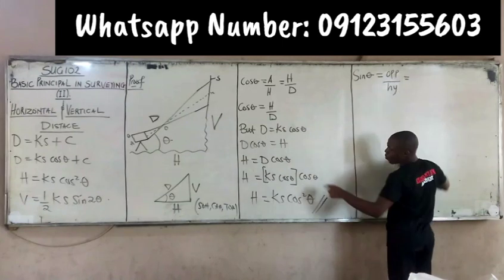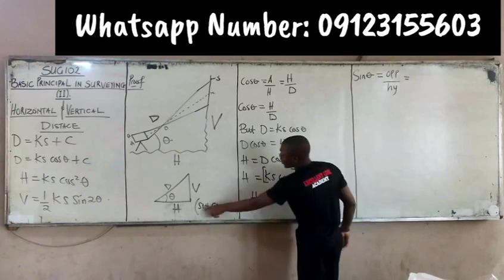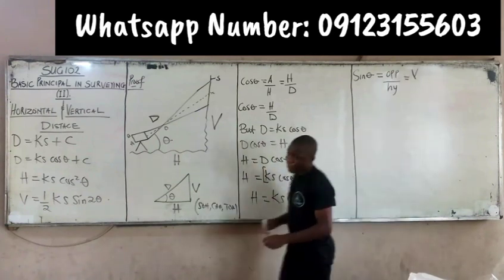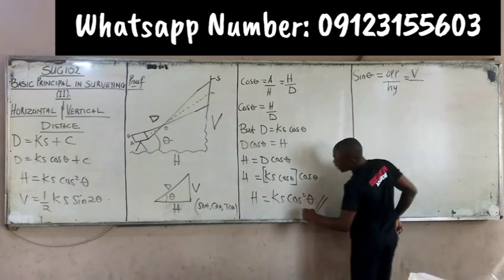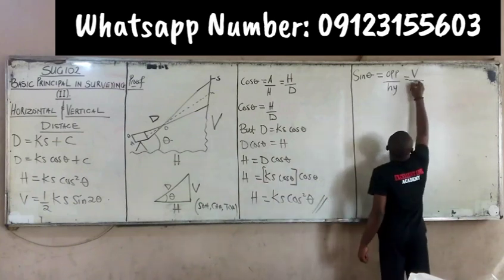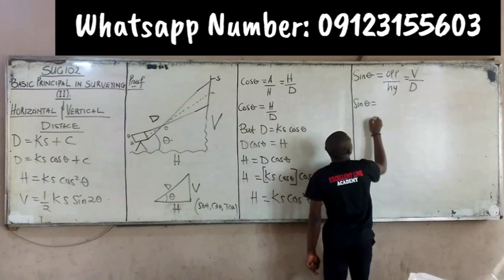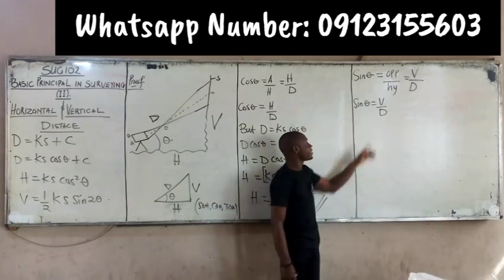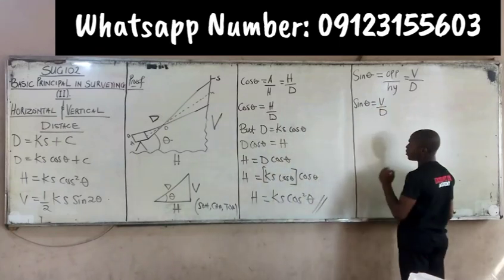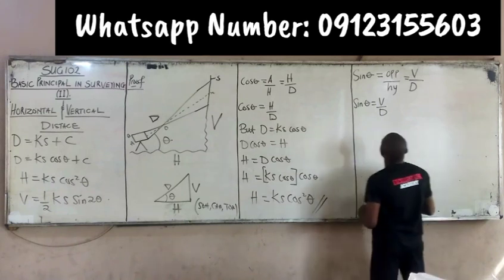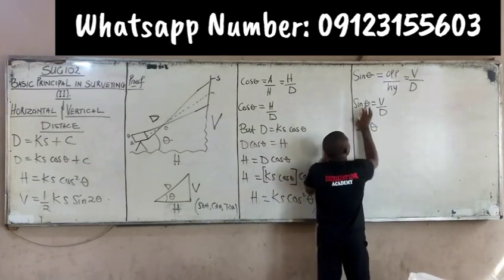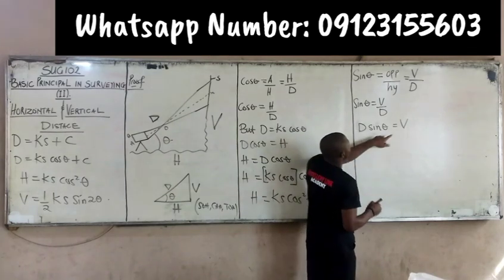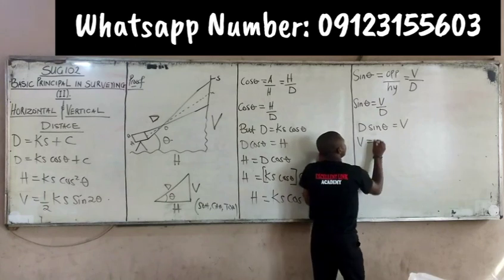What is opposite? Opposite here is V, all over hypotenuse, which is D. Hence, I'll have that sine theta is equal to V over D. At this point, I will multiply, and I'll have D sine theta is equal to V. Hence, I can take this as saying V is equal to D sine theta. I'm still correct.